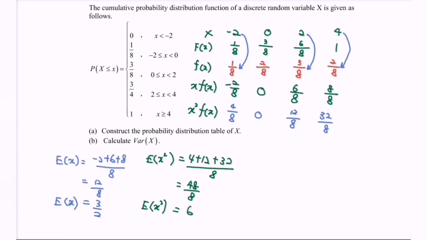Next is to find the variance, where we have 6 minus (3 over 2) bracket squared. So our answer will be 6 minus 9 over 4, which is 15 over 4, or we may write our answer as 3.75. That is the situation for the variance.